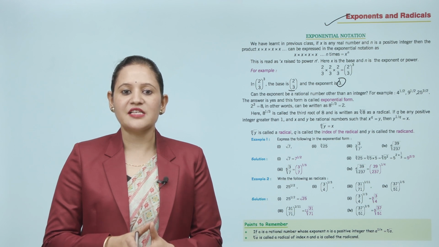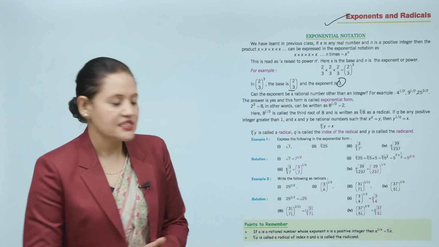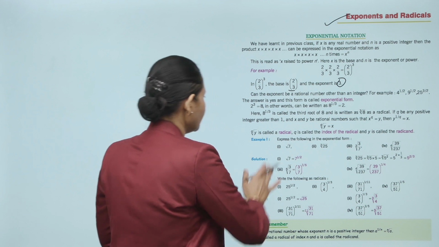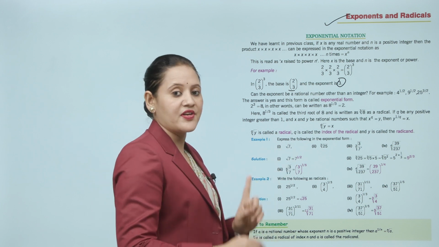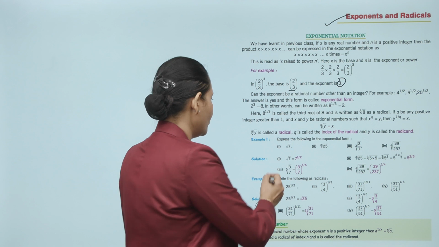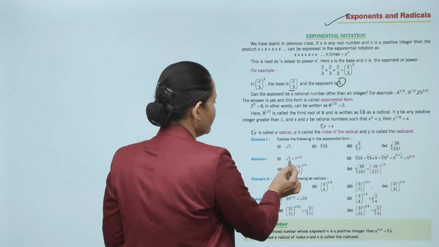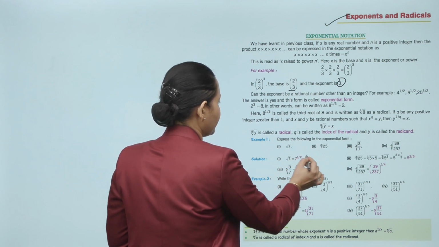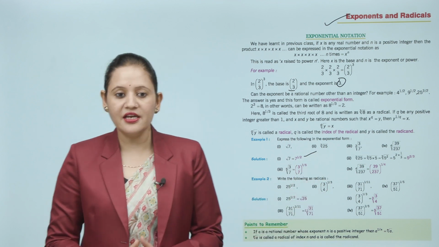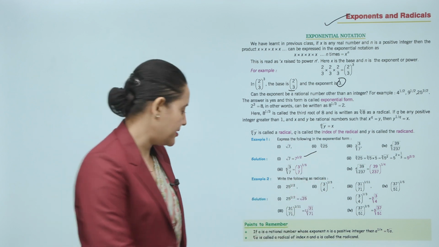Express the following in exponential form. Root 7. So if we remove the root, what power do we write? 1 by 2. So here we remove the root and we write 7 to the power 1 by 2. Clear? Next, points to remember.